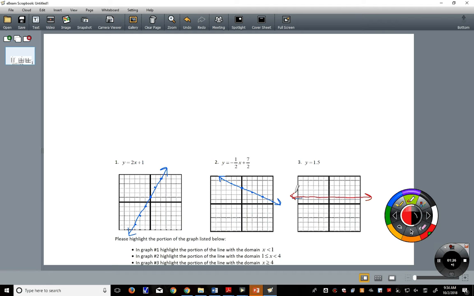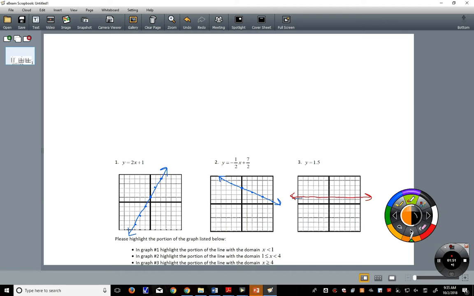So 3 lines, yes? Okay. Are there any questions about any of the lines that we had to draw? No? Okay, so then the highlighting portion. What the highlighting portion was trying to tell you guys was parts of the domain. Those words are really important for understanding what's happening. So it said in graph number 1 to highlight the portion of the domain where x is less than 1.